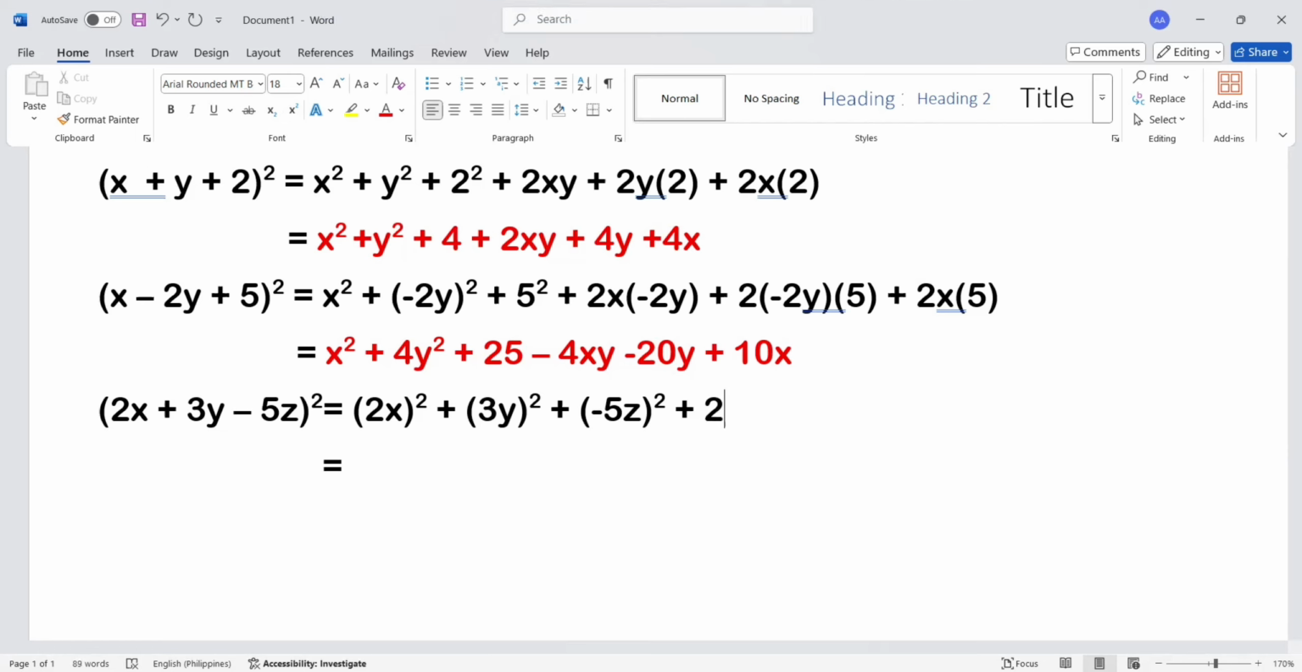And add to it twice the product of the first and the second term, that is 2 times the first term, 2x, times the second term, which is 3y, plus twice the product of the second and the third term, so that is 2 times the second term, 3y, times the third term, negative 5z, plus twice the product of the first and the third, which is 2 times 2x times negative 5z.